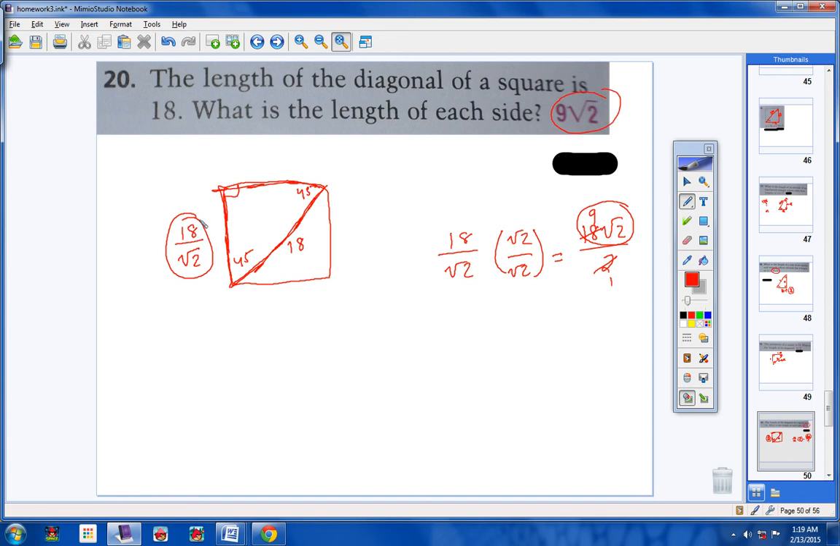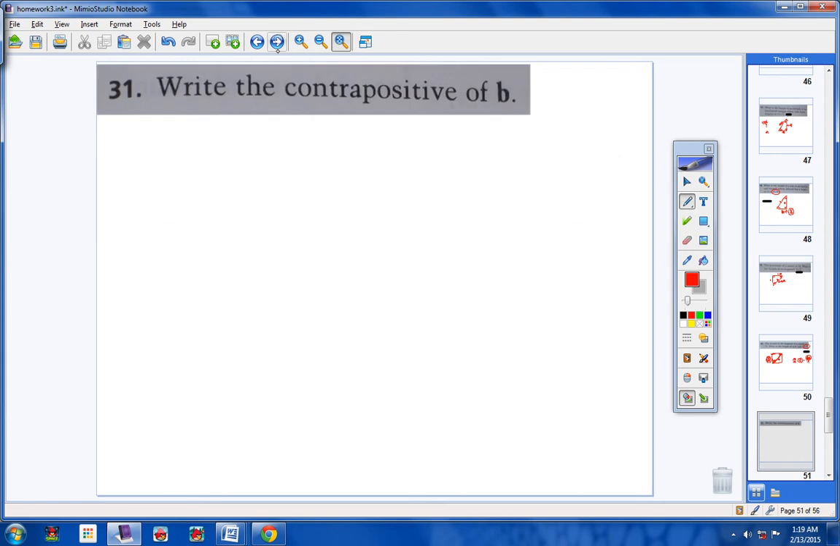I am totally fine with this answer over here, but I'm going to keep showing this to you because eventually we will have to do this. But anyways, back over here, anytime you know the hypotenuse in a 45, 45, 90 triangle, you take the hypotenuse divided by the square root of 2, and you will have the length of one of the legs. Alright, moving on.